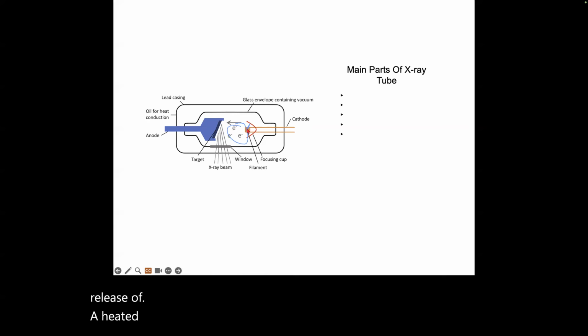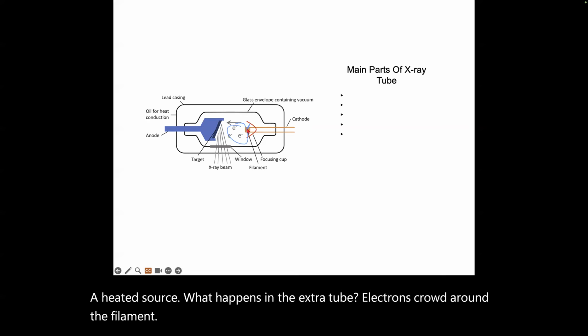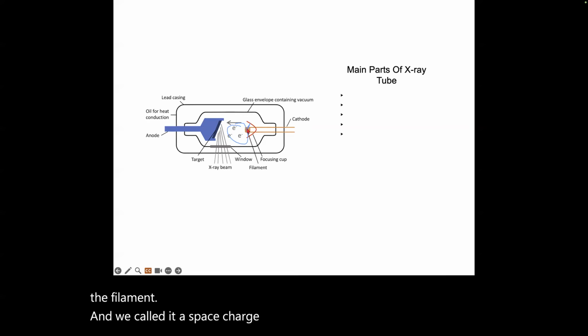What happens in the X-ray tube? Electrons crowd around the filament, and we call that a space charge or electron cloud. Make sure you know this.